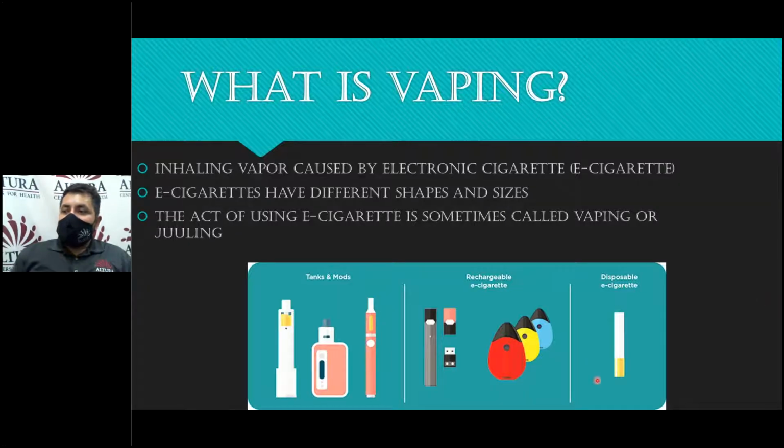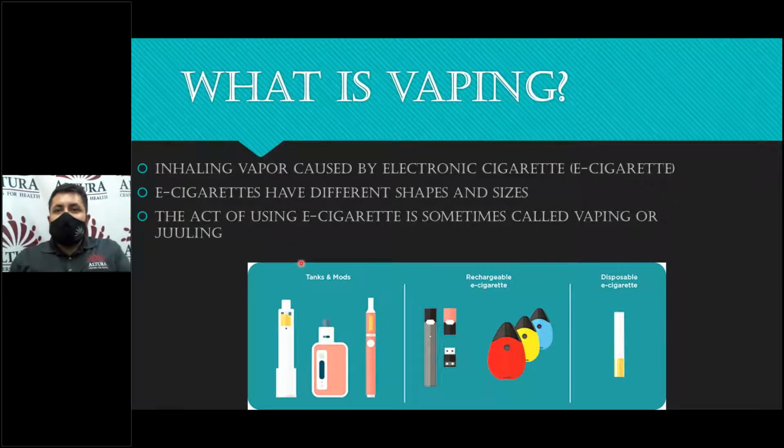And this last one is called the disposable e-cigarette. This one is not meant to be recharged. It comes with the battery, but as soon as the battery runs out, you pretty much just throw it away. The act of actually using an e-cigarette can sometimes be called juuling or vaping.